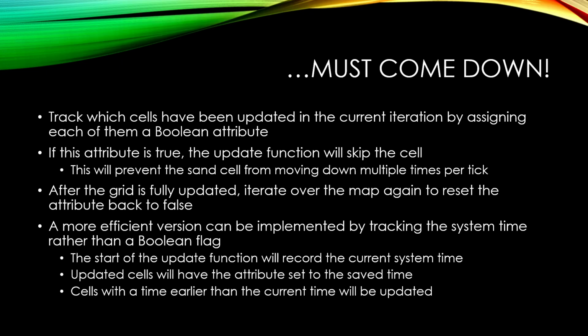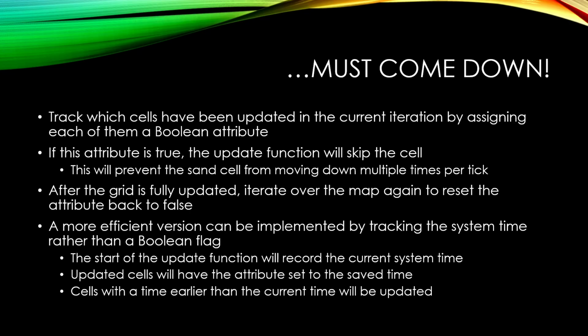So there's a couple ways we can solve this. The easiest is to give each cell a Boolean attribute that tracks whether it's been updated in the current game tick. Before each game tick, all of the cells in the grid will have that attribute set to false. Then, when a cell is updated by the update function, that cell's attribute will get set back to true. If the update function ever comes across a cell that already has its attribute set to true, then it'll just skip it.